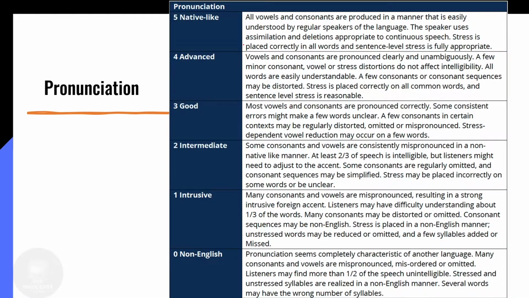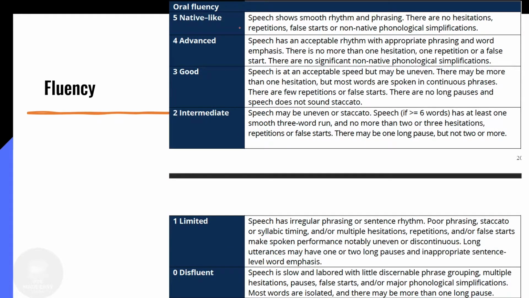We can see it says the same thing as it said in the describe image, that all vowels and consonants are produced in a manner that is easily understood by regular speakers of the language. The speaker uses assimilation and deletions appropriate to continuous speech. Stress is placed correctly in all words, and sentence level stress is fully appropriate. So basically what it is asking you to do is to clearly pronounce things, have proper stress in word and sentence level. Right, and in terms of fluency, still the same thing.